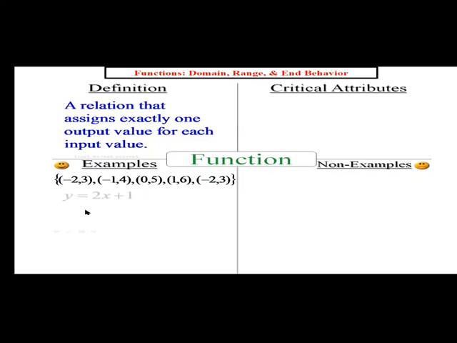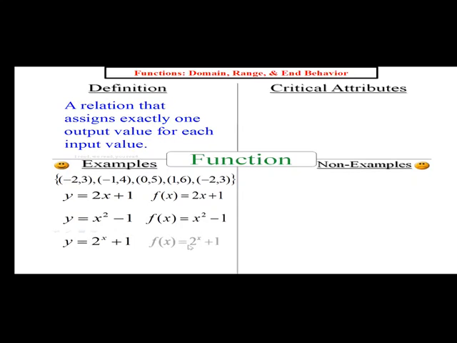Another example is y equals 2x plus 1. In function notation, it should read f of x equals 2x plus 1. Another example is y equals x squared minus 1. In function notation it is f of x equals x squared minus 1. Another example is y equals 2 to the x power plus 1. In function notation it should be f of x equals 2 to the exponent of x plus 1. Copy that, and then I'll go over it with the definition.